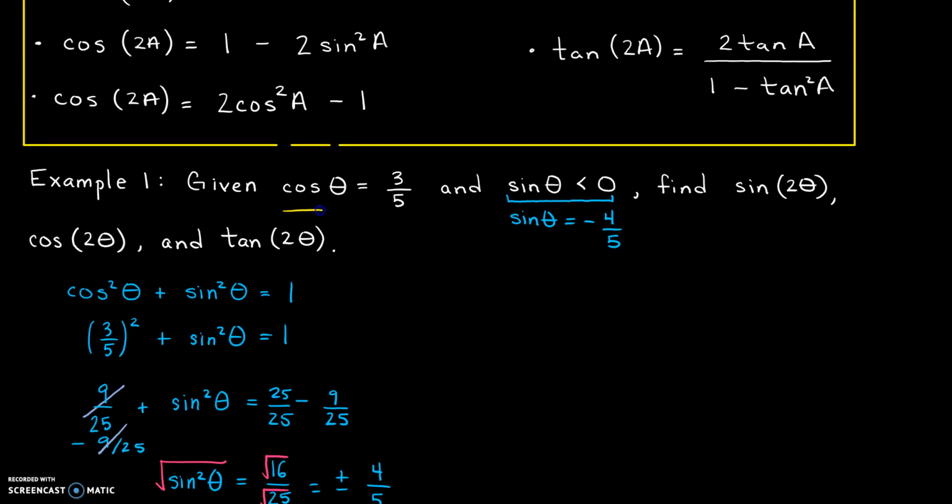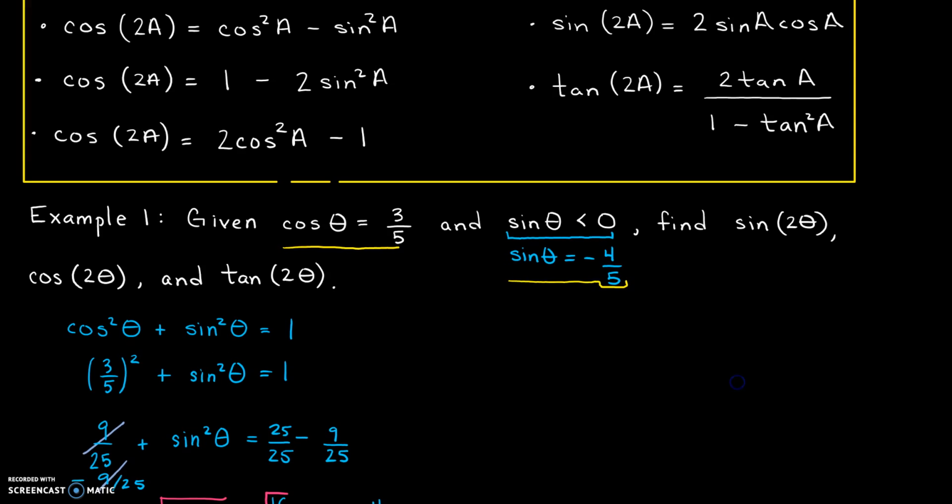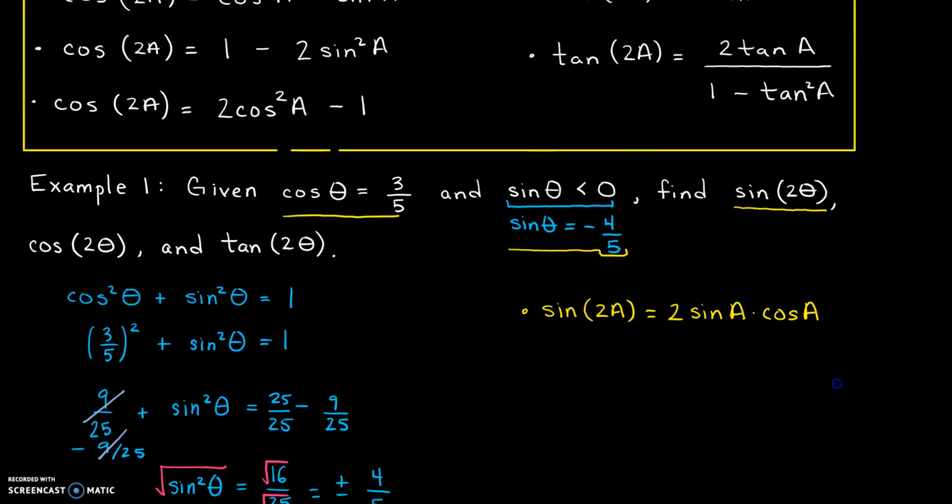We now have cosine of theta, and we figured out what sine of theta is. So what I can do now is use these identities to help me out. The first thing they want is sine of 2 theta. The formula up there is sine of 2a equals 2 sine of a times cosine of a. We're just going to be substituting theta into this.